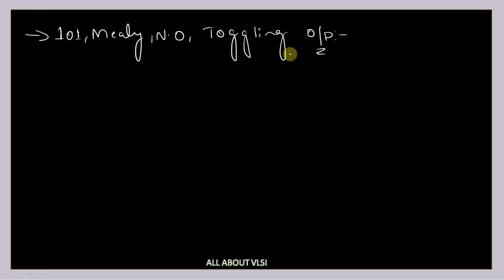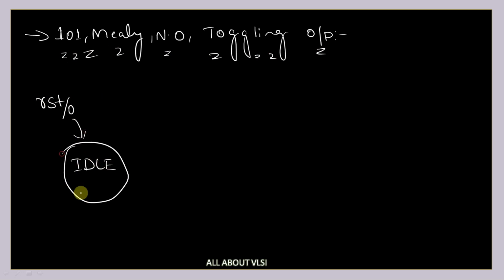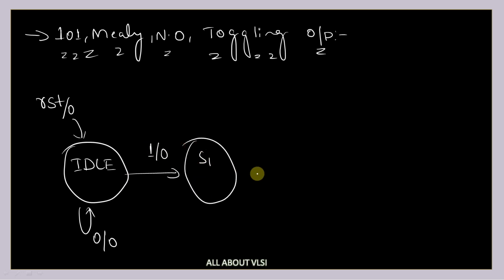So how to design? Up to some extent the things will be the same. If you apply the reset signal, your output will be 0 and you go to a state known as the idle state, where no bits are matching. If you apply 0, you stay in the same state, and if you apply 1, you go to the state S1, where 1 bit is matching. You can take any name. I am comfortable with S1 because I am used to it, but if you want, you can take any other state names also.